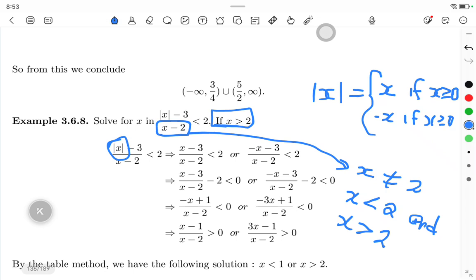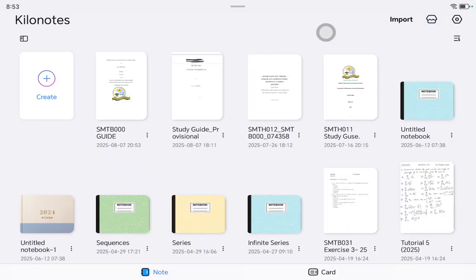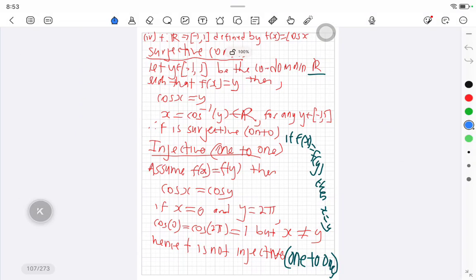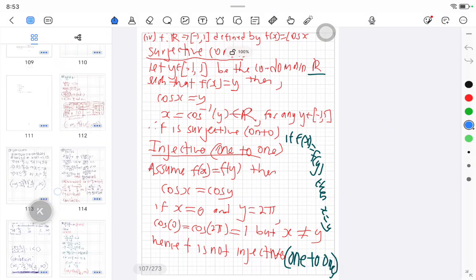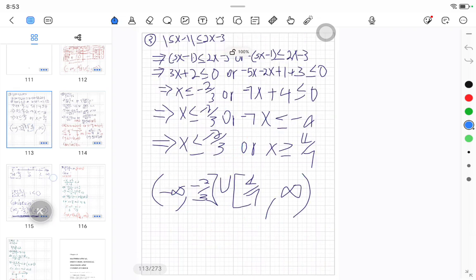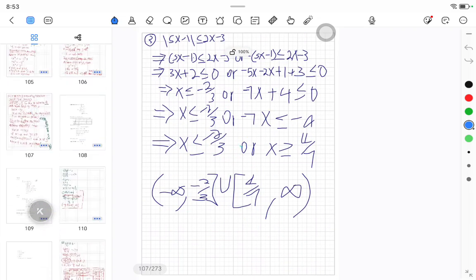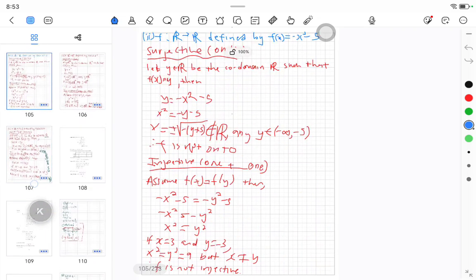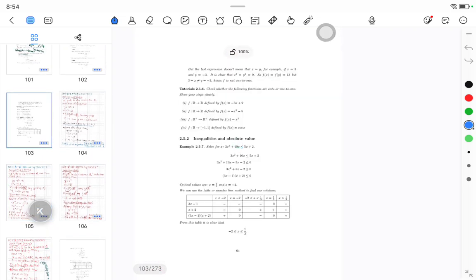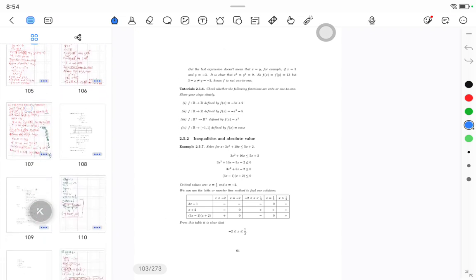That's why here they said if x is greater than 2. If we can go to the old guide before this one, I guess this one was edited, right? Let me just go to the old guide. I think this might be the old guide. Let me check. I think I even have these here on the old guide. Let me see if I have them here.